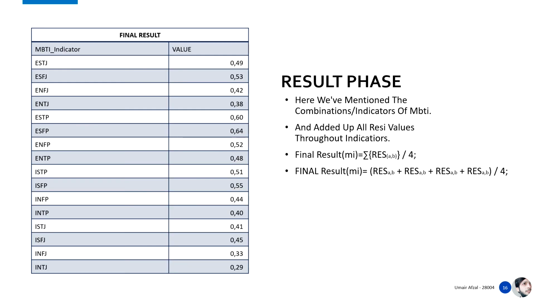Moving on, now we put the values accordingly by adding up all the values in the MBTI indicator. Here we sum all single values of personality traits and use them in 16 different indicators. Like if there is a combination ESTJ, which is extrovert, sensing, thinking and judging, we add up all the values and divide them by 4 to get the value of a single combination, and the same follows for all other 16 indicators.